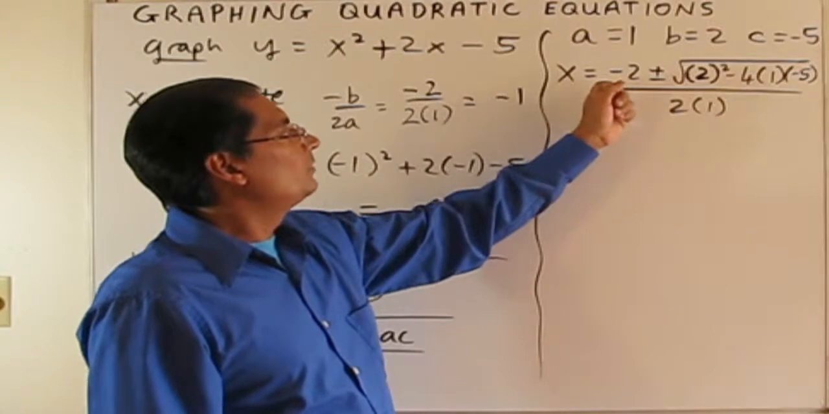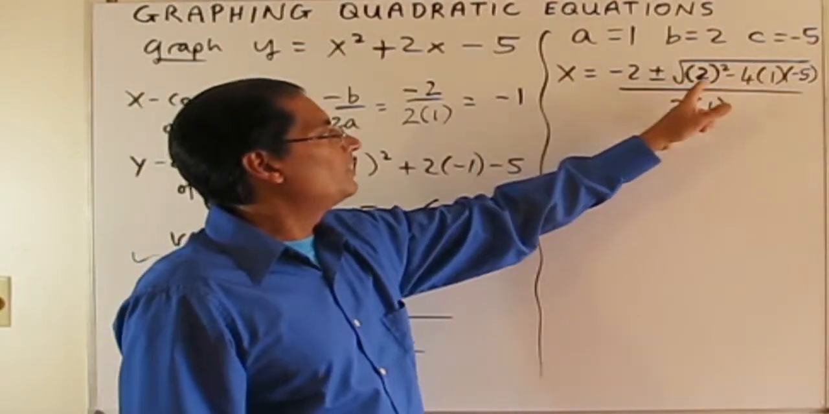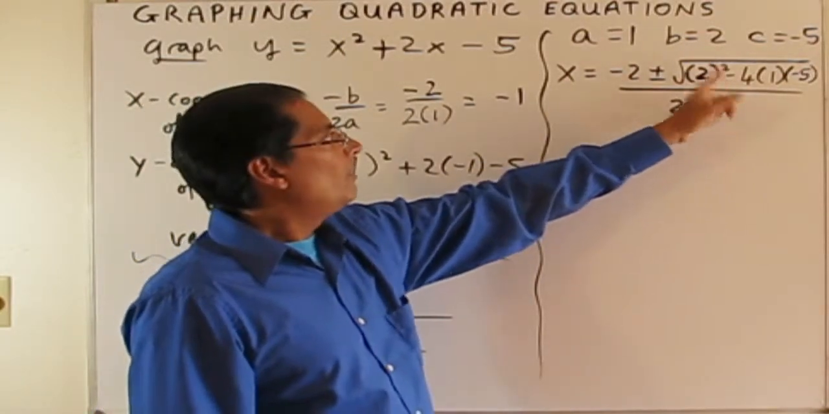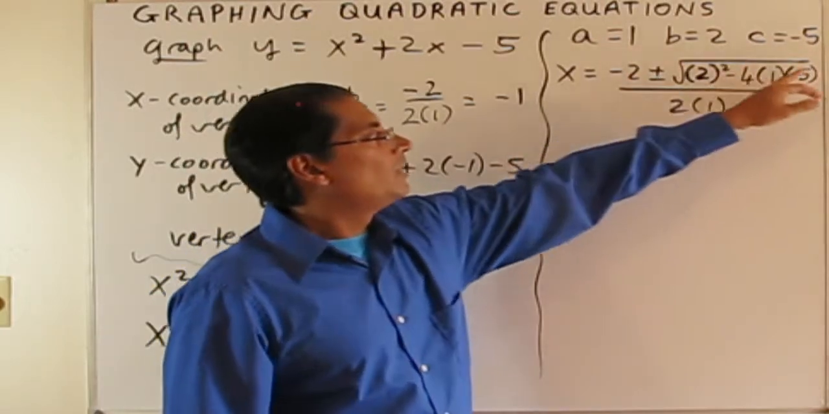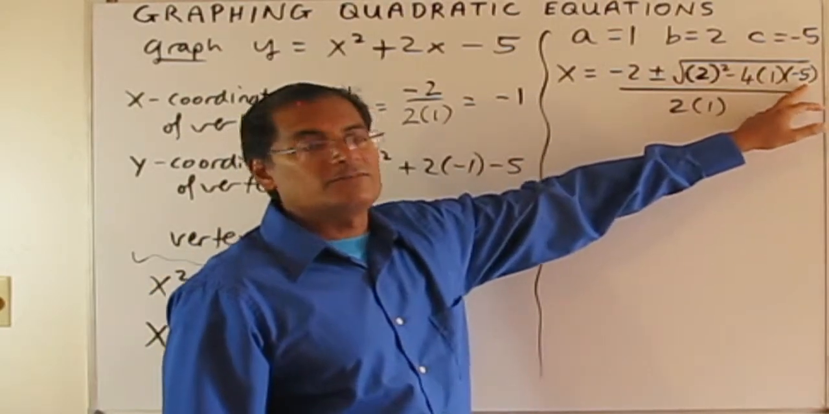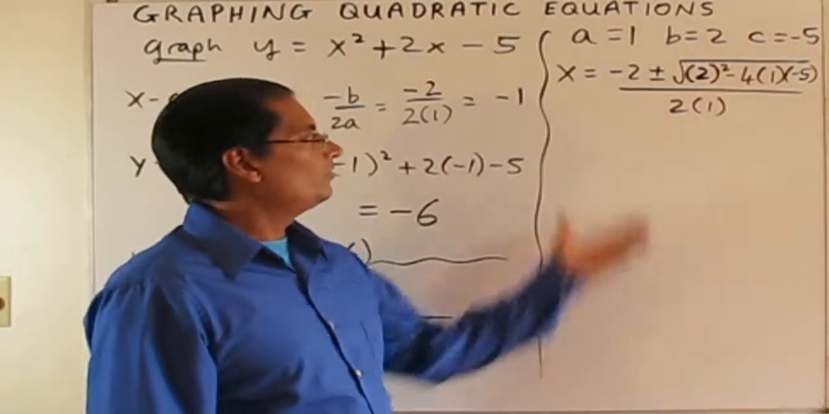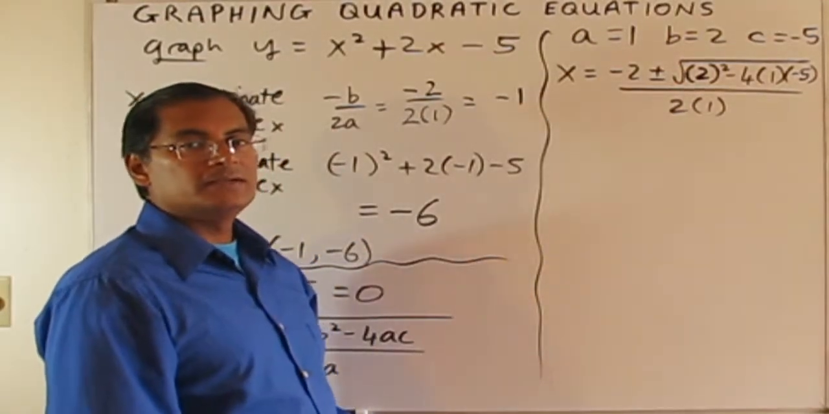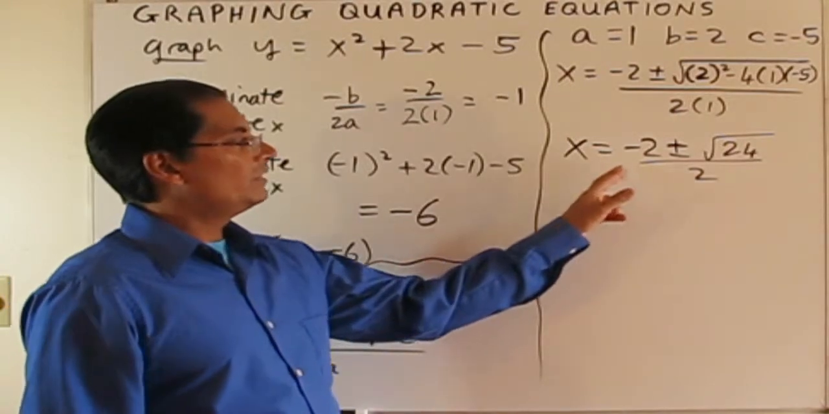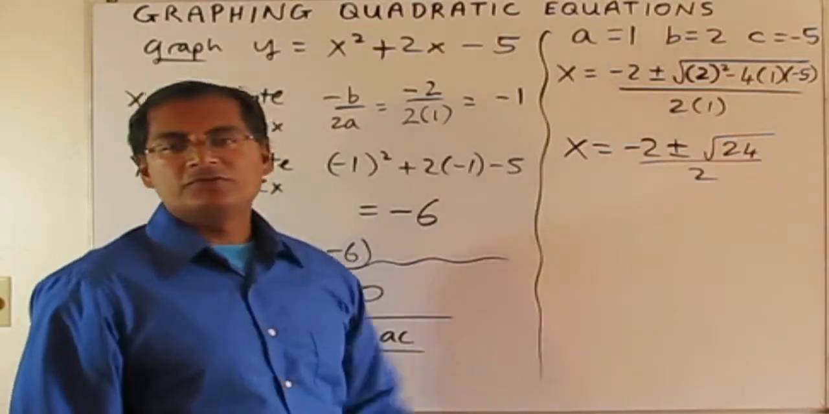We have x equals negative b, negative 2, plus or minus the square root of b squared, 2 squared, minus 4 times a times c, which is negative 5, divided by 2 times a. Now we want to simplify this, and if we simplify it, we get x equal to negative 2 plus or minus the square root of 24 over 2.